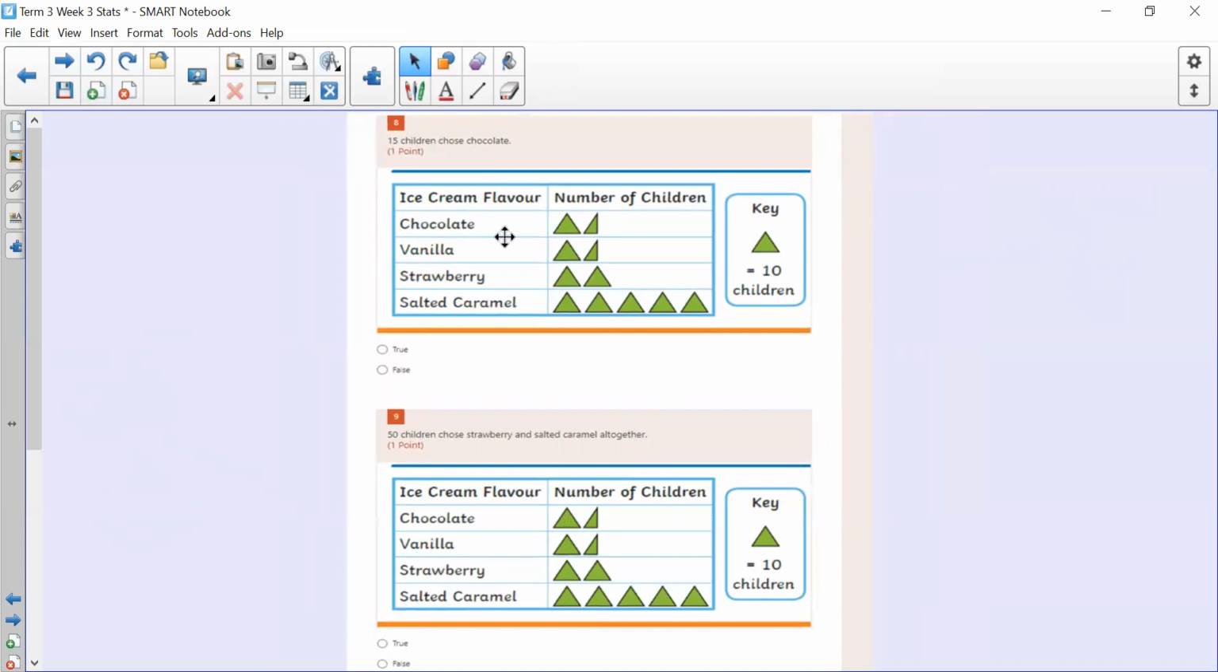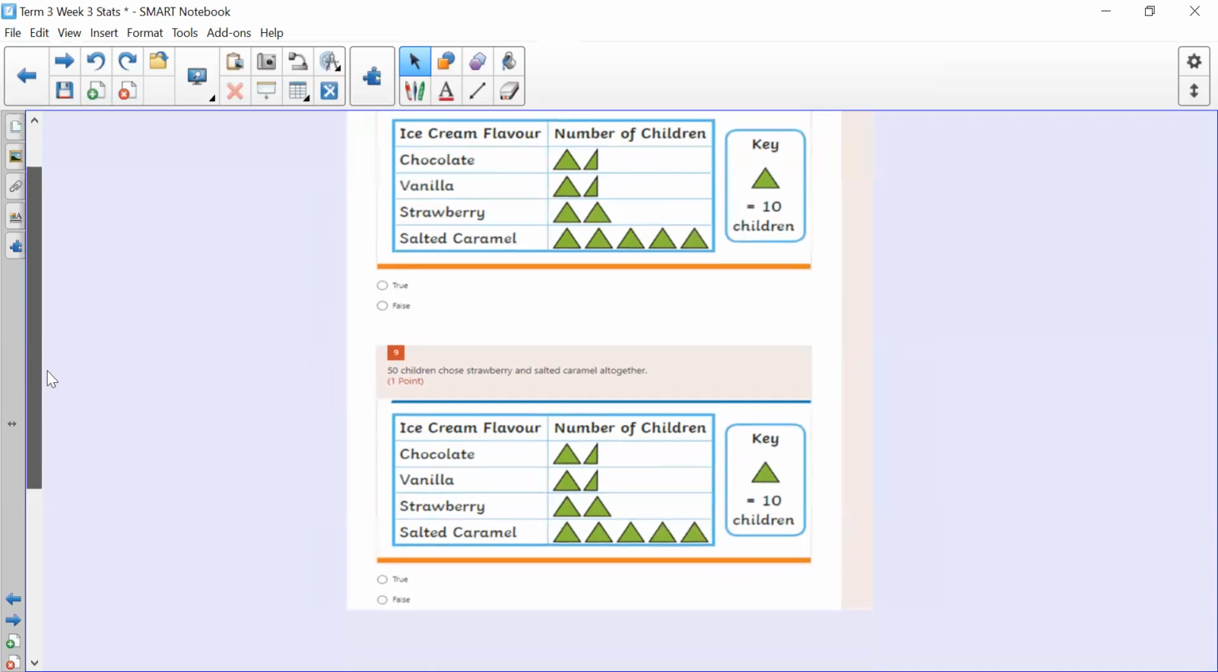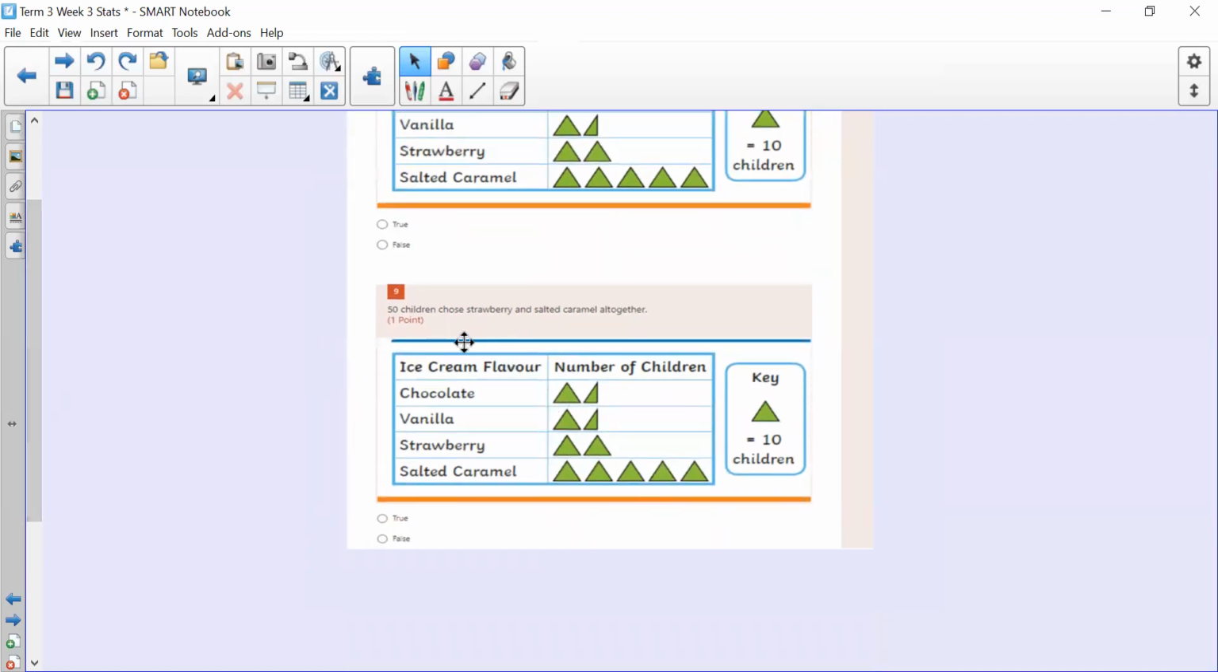Okay, another one here now. So this is a true or false question. It says 15 children chose chocolate. True or false? Next one, 50 children chose strawberry and salted caramel together. True or false?